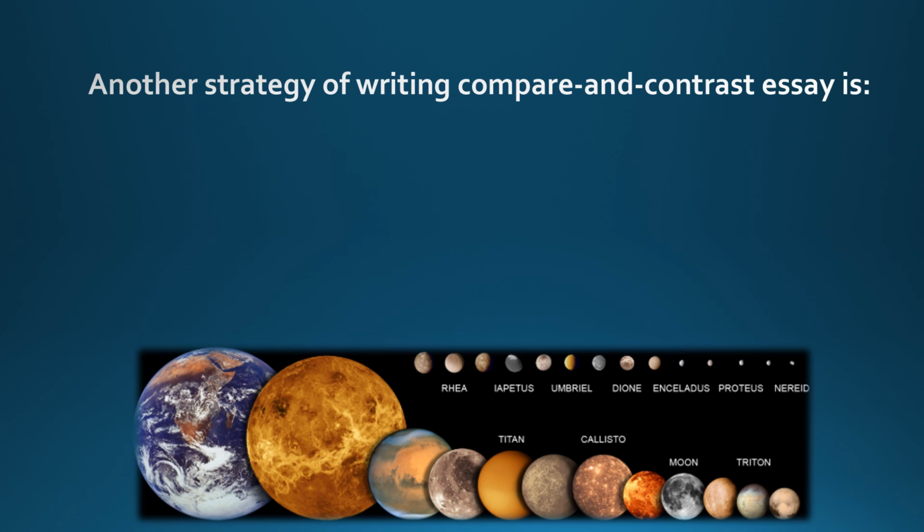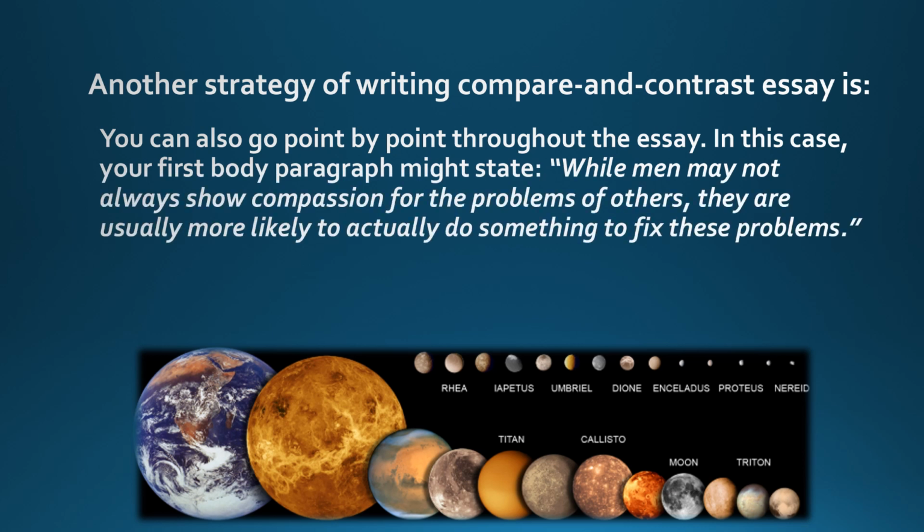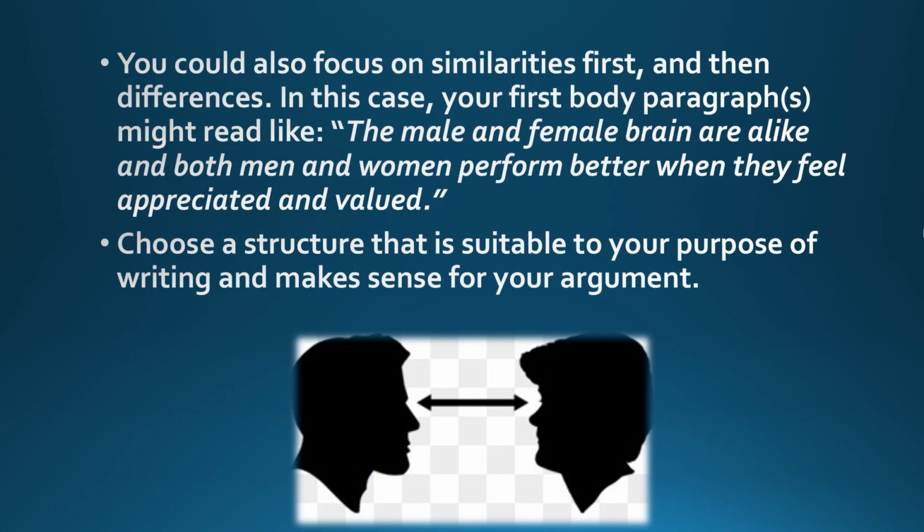Another strategy of writing compare and contrast essay is you can also go point by point throughout the essay. In this case, your first body paragraph might state, while men may not always show compassion for the problems of others, they are usually more likely to actually do something to fix these problems. You could also focus on similarities first and then differences. In this case, your first body paragraph might read like, the male and female brain are alike, and both men and women perform better when they feel appreciated and valued. Choose a structure that is suitable to your purpose of writing and makes sense for your argument.